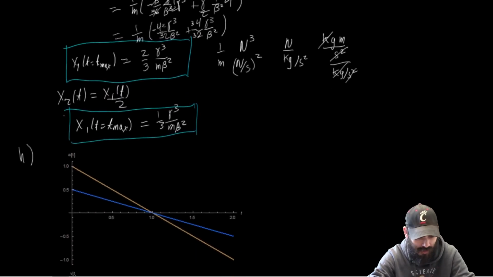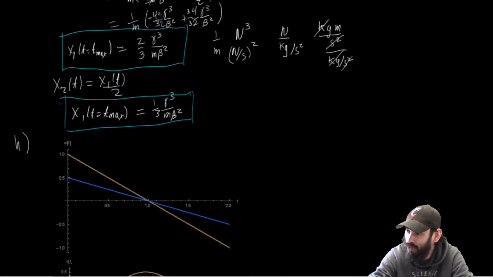Let's take a look at the plots that we have here. So the blue line is the line for the mass that has twice the mass of the other one. And the orange or yellow line is the one that has the unit mass, the mass of 1 here. Okay, so let's talk through our plots here.